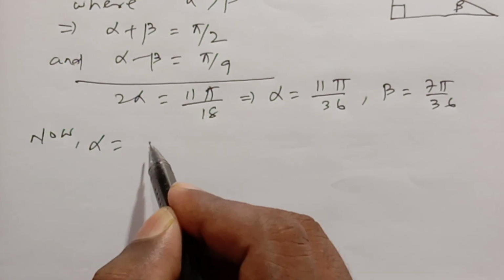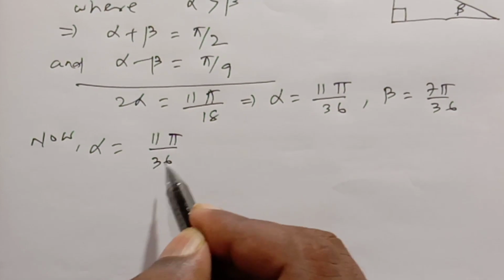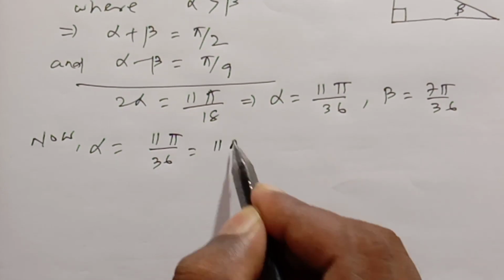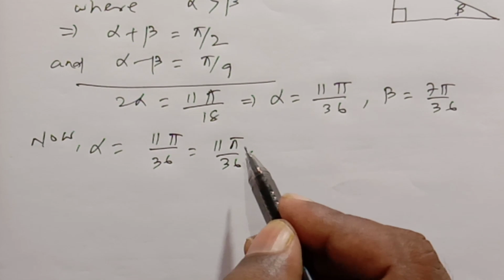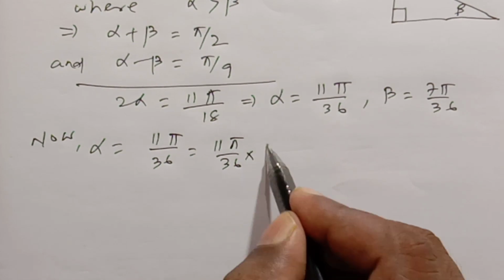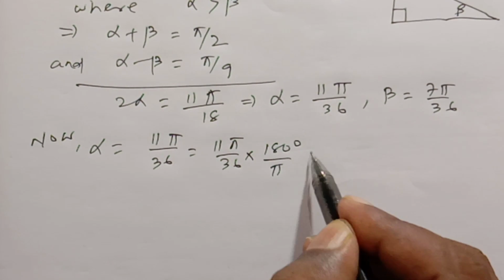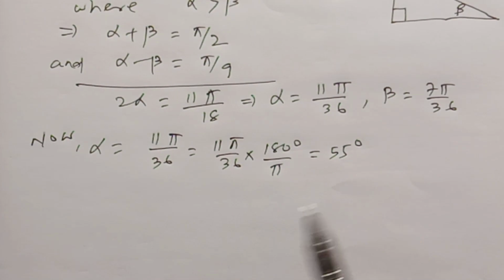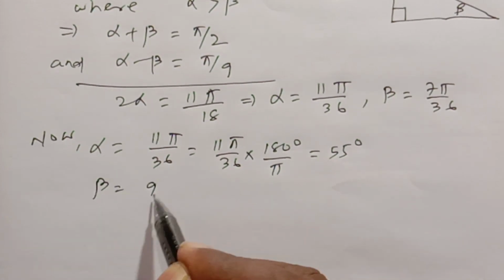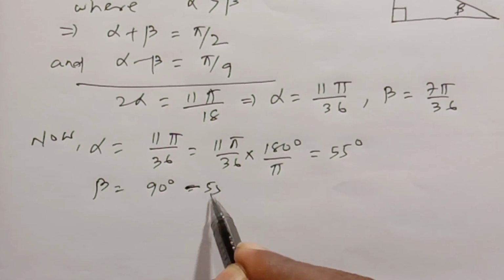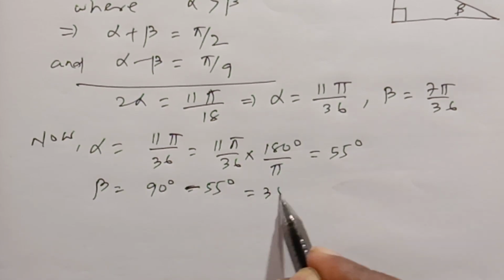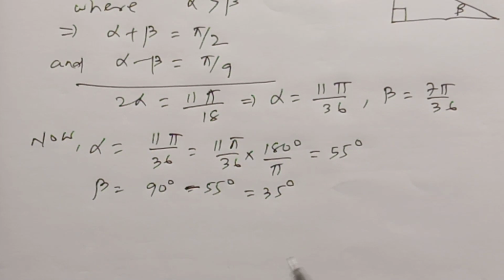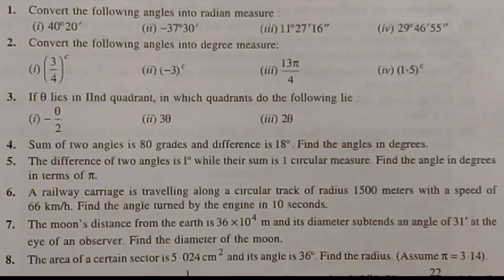Now alpha is equal to 11 pi by 36, which is equal to 11 pi by 36 into, we will convert this into degree, so we multiply by 180 by pi degree, which is equal to 55 degree. And if alpha is equal to 55 degree, so beta is equal to 90 degree minus 55 degree, which is equal to 35 degree. So these two angles are expressed in degree. So dear students, this is the homework for you. Try to solve. Hope you enjoy, and thanks.